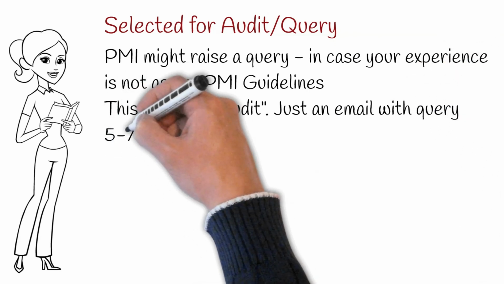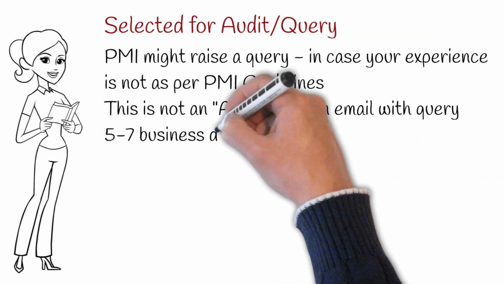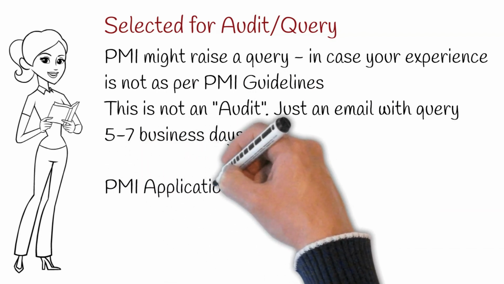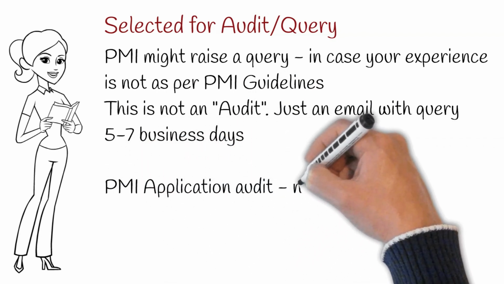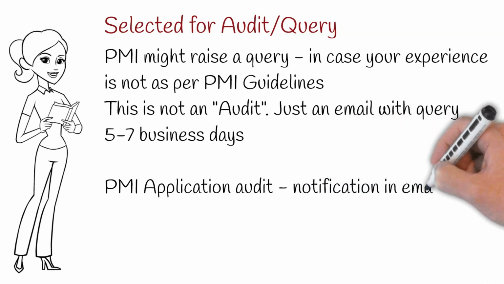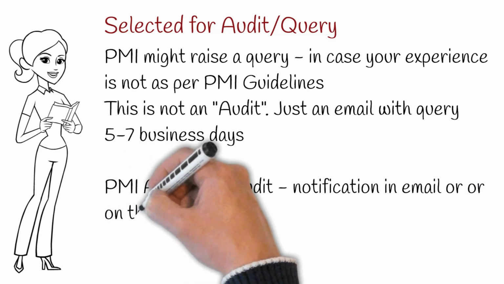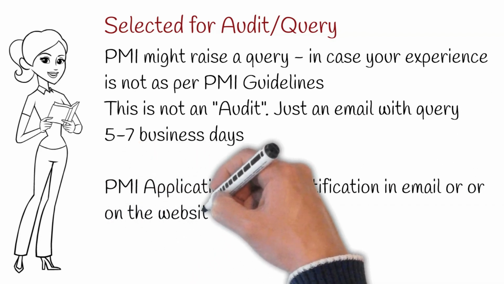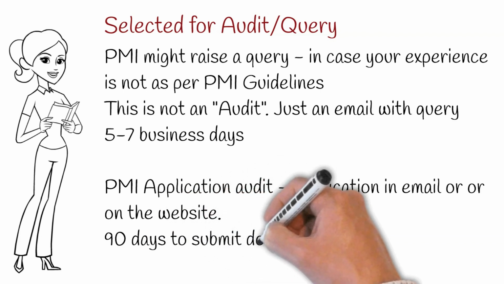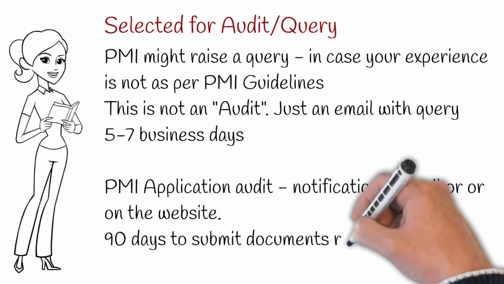Now the second case is an actual audit, where you receive a PMI application audit notification either by email or on the website. In that case, you will have certain things to justify to PMI, and you will have 90 days of total time period to do that. This is where it says that your application has been picked up for audit.